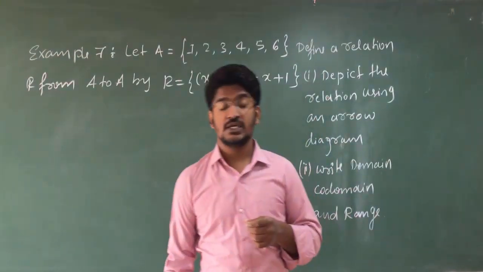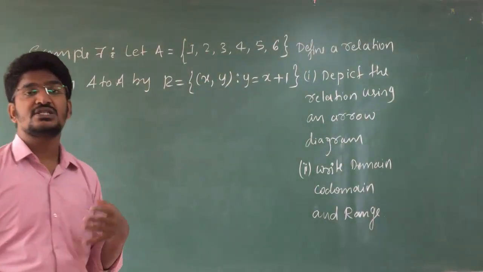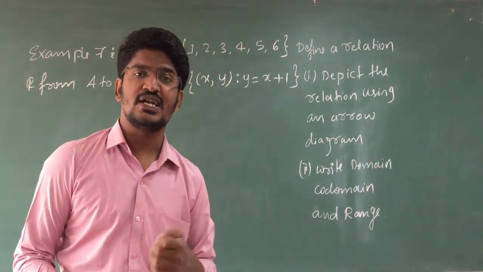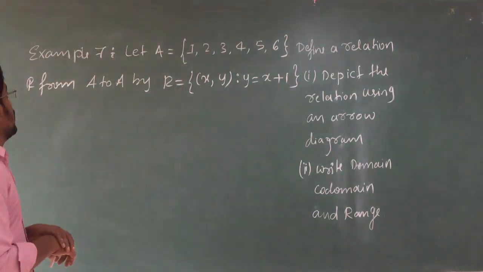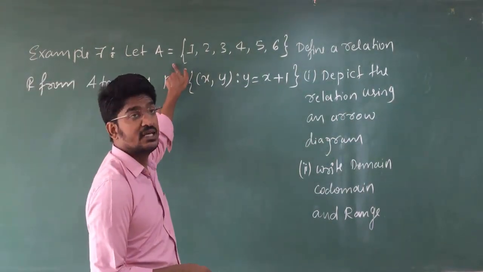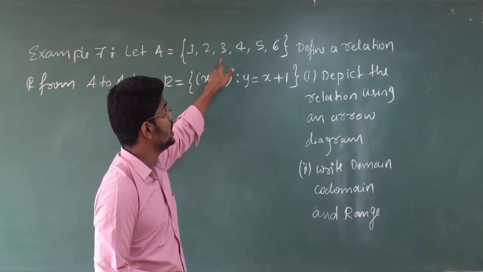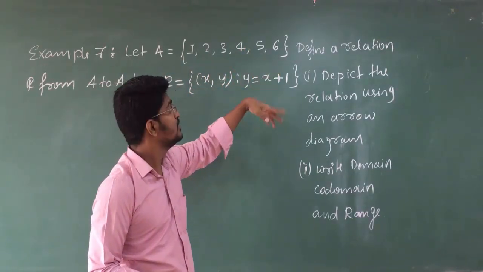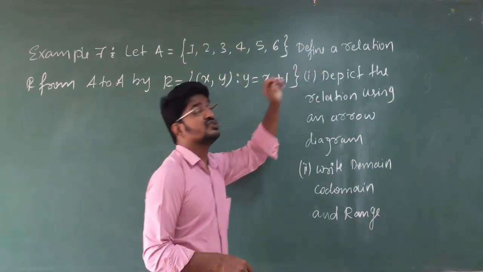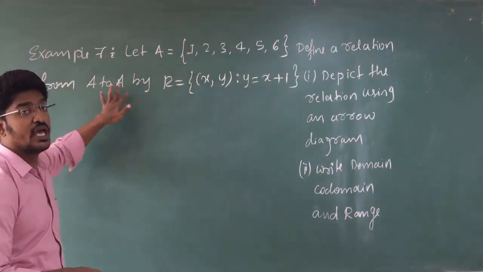So now let us solve one example on the definitions which we have already studied. Clear? Okay, what is the example here? Let A be the given set {1, 2, 3, 4, 5, 6}. Define a relation R from A to A.